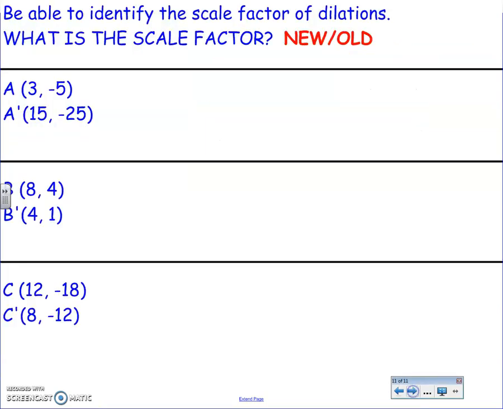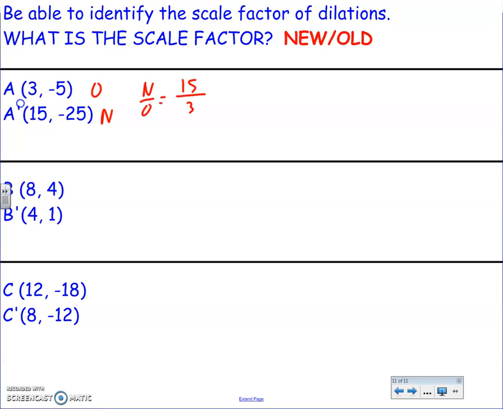All right, final slide. We'll be able to identify the scale factor of dilations. Again, to figure the scale factor, you do the fraction new over old. And you know new has to have the prime symbol. So here's the new point because it has A prime. That's new. And here's the old. All right, make sure you check for x and y. All right, so the new x is 15. The old x is 3. Again, that's the new over old.